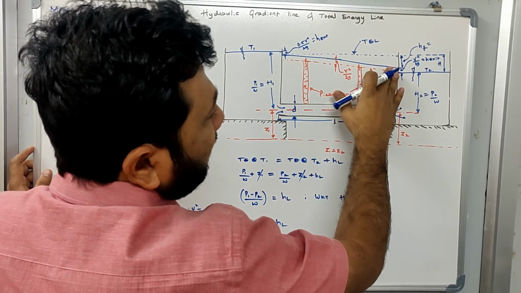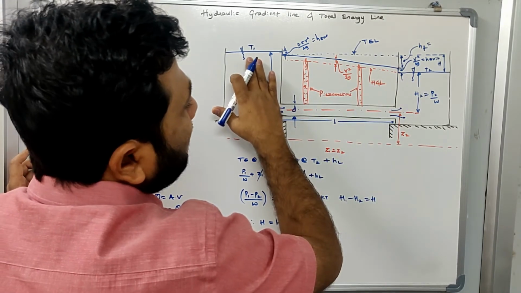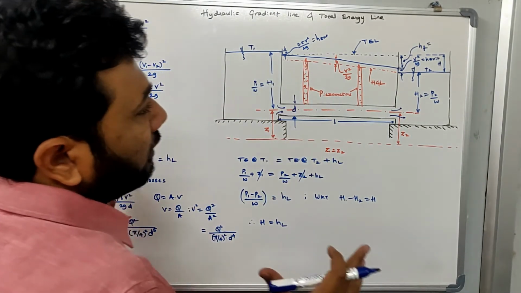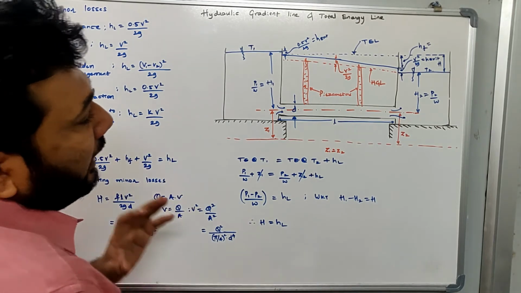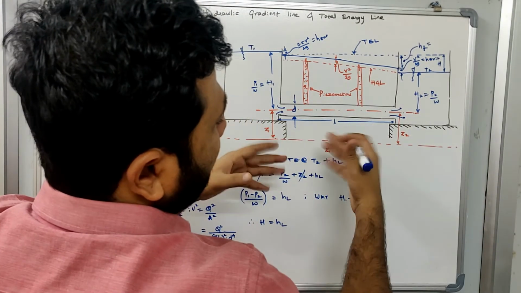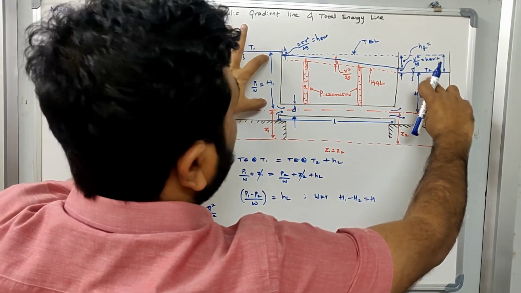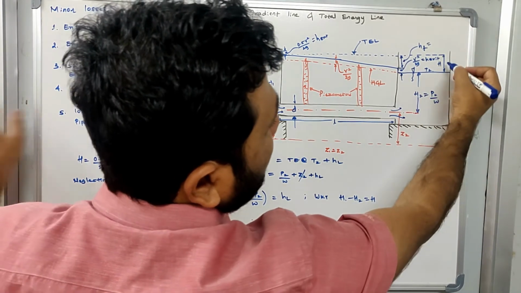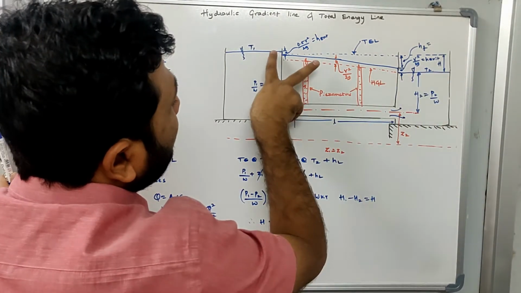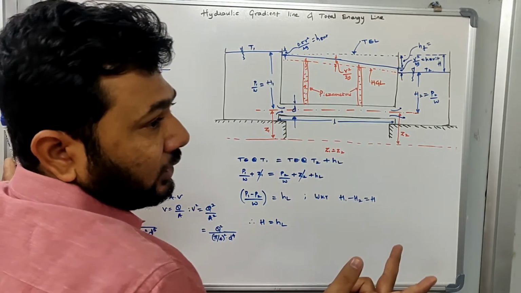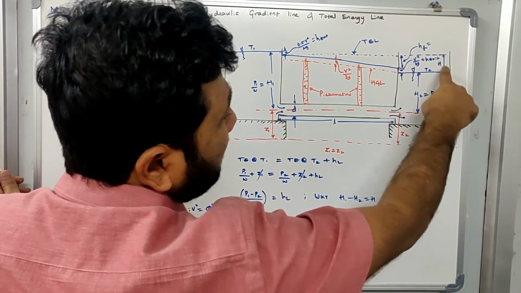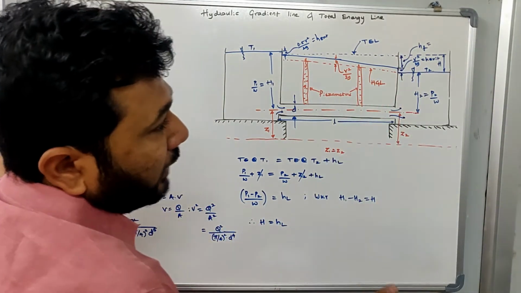The sum of these three will be equal to the difference of total energies in tank 1 and tank 2. We already know the difference of energies between tank 1 and tank 2. This is H1 plus Z1, this is H2 plus Z2, where Z1 is the same and will get cancelled out. So the difference of H1 and H2 is H. What is H representing? H is nothing but the difference of water level in the two tanks. If I calculate the difference of water level between the two tanks, it will give me H. Now what is this H equal to? H is equal to the sum of all the losses that take place, right?